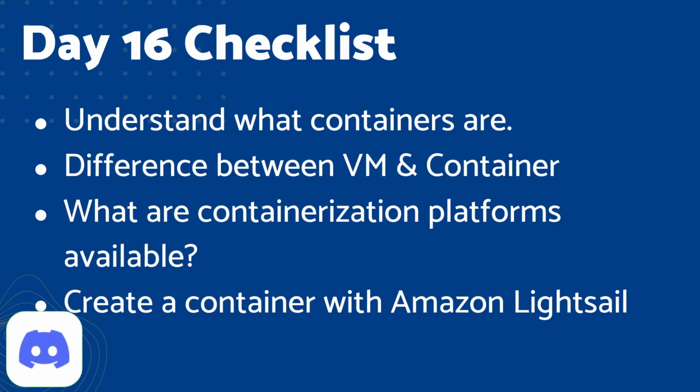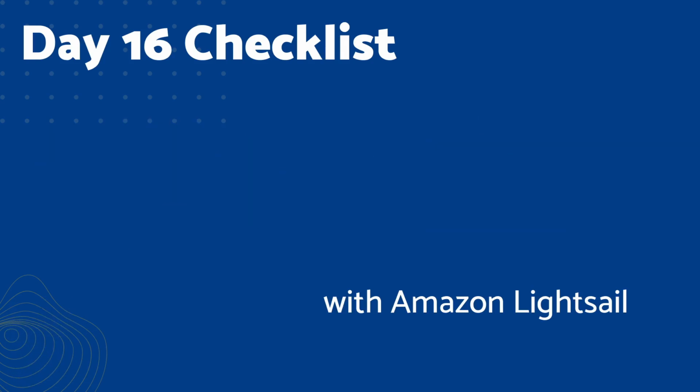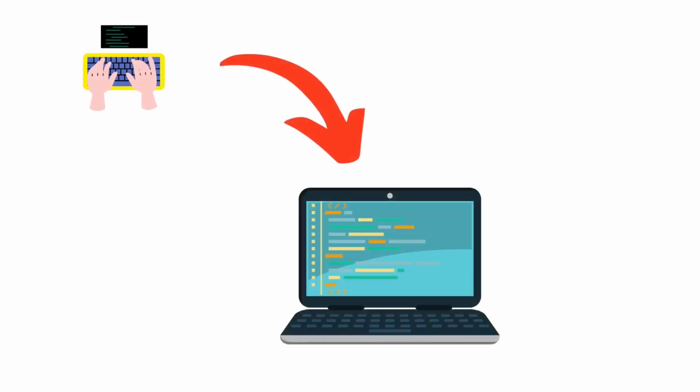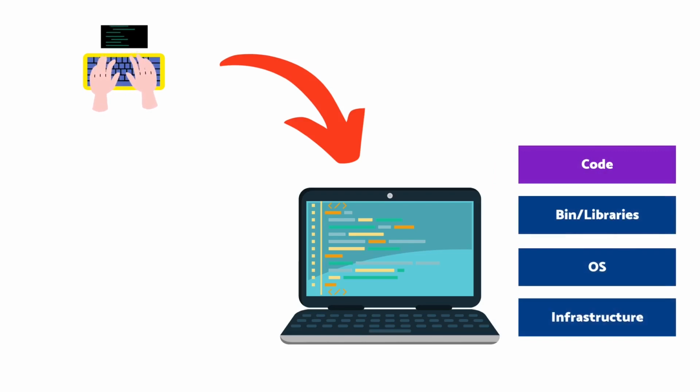Alright, so let's get started and understand what a container is. Let's take a scenario. Suppose you are a developer and you are writing a code. Now you run that code on your development machine, be it a laptop or any PC. That development machine will have some physical infrastructure, some operating system, some libraries, and then the code. For example, in case of our WordPress website, the infrastructure that we have on our laptop would be the CPU, memory, disk, and the network.